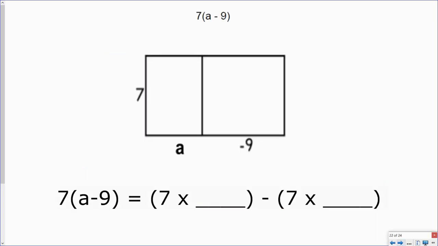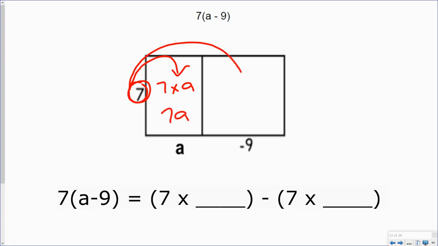If I take a look at this one, again, taking my outside number, which is the 7, I'm distributing it to the a. And if I just have an a, remember that is 1a. So that is 7 groups of a. And so that gives me 7a.